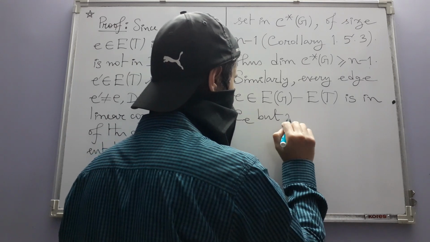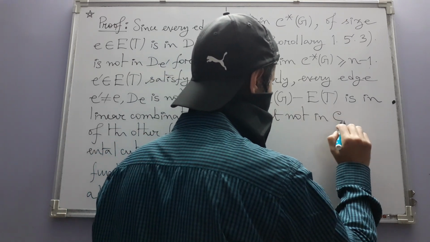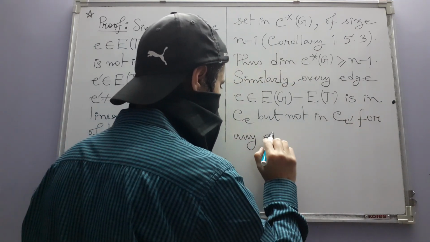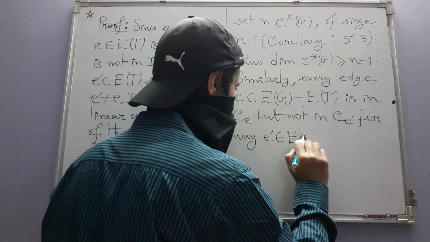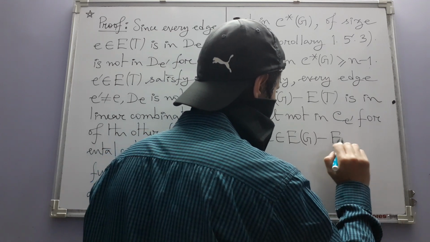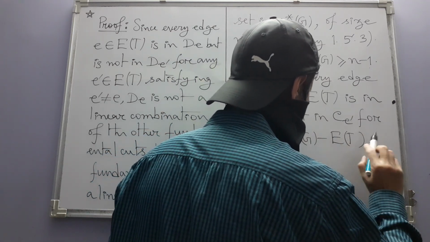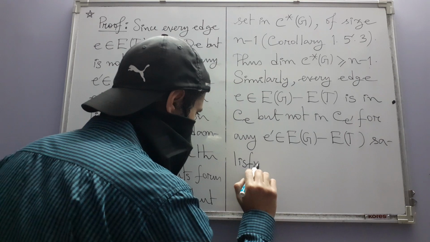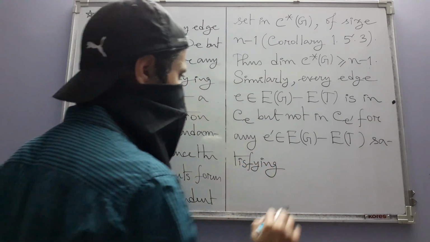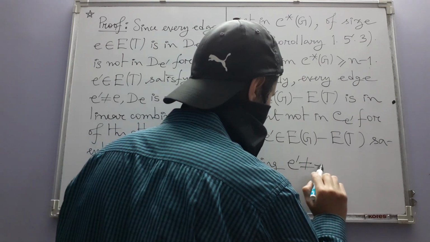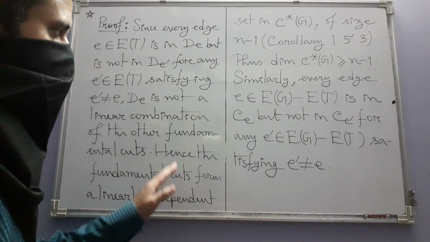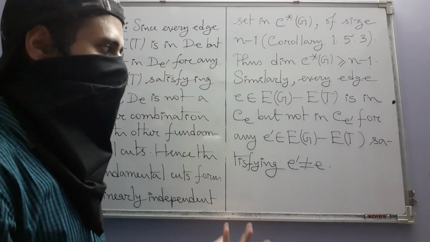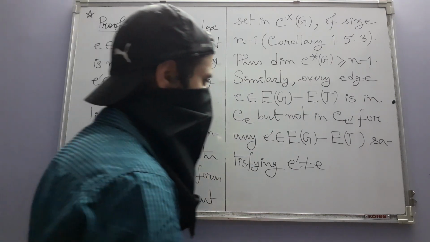but not in CE prime for any E prime belonging to this set satisfying E prime not equal to E. So just like no DE is a linear combination of the other DE primes, no CE is a linear combination of the other CE primes.